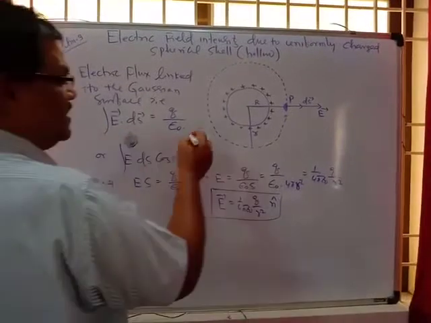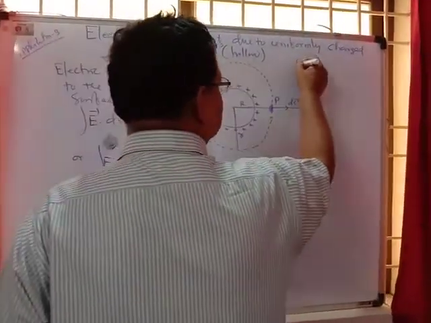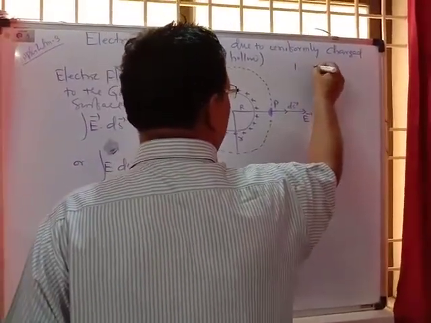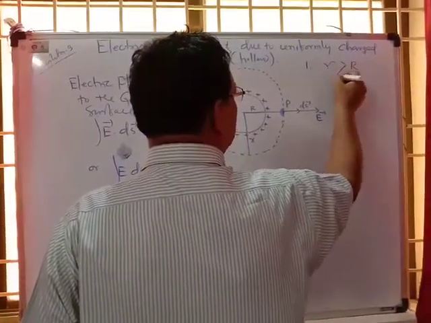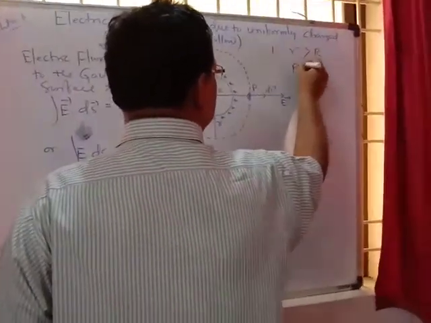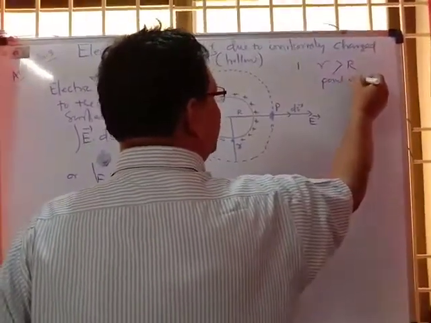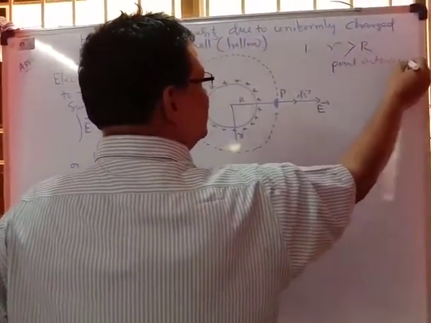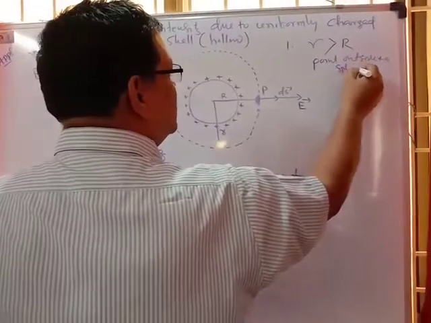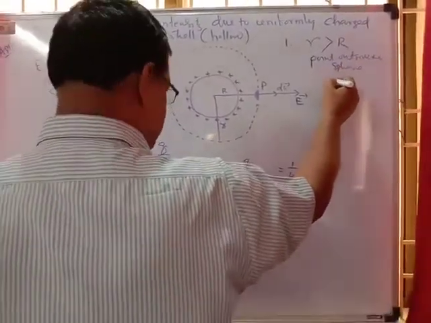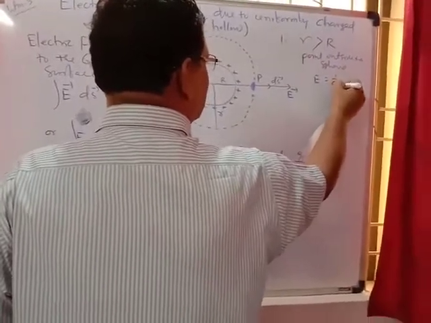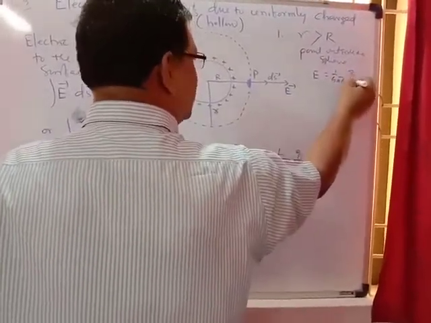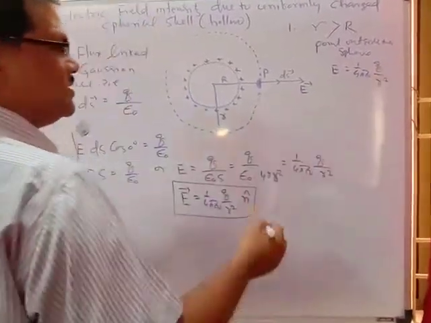The first case is what we have already discussed. Case number 1 is whenever small r is much bigger than capital R, meaning the point is outside the sphere. For a point outside the sphere, the formula is E equals 1 upon 4 pi epsilon naught q upon r squared.